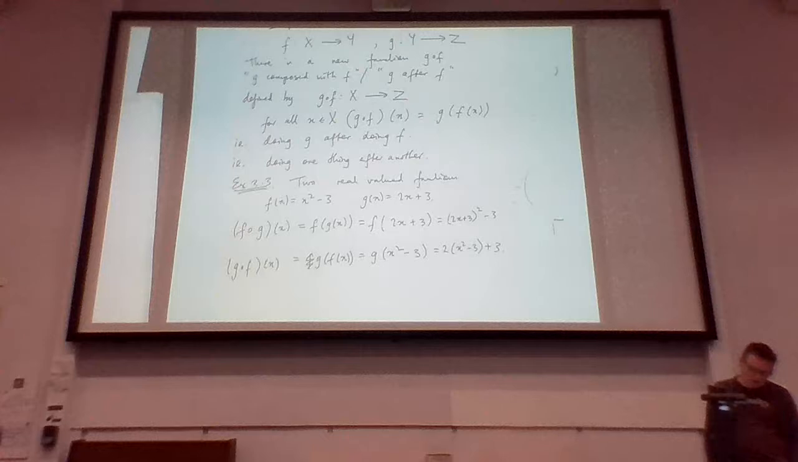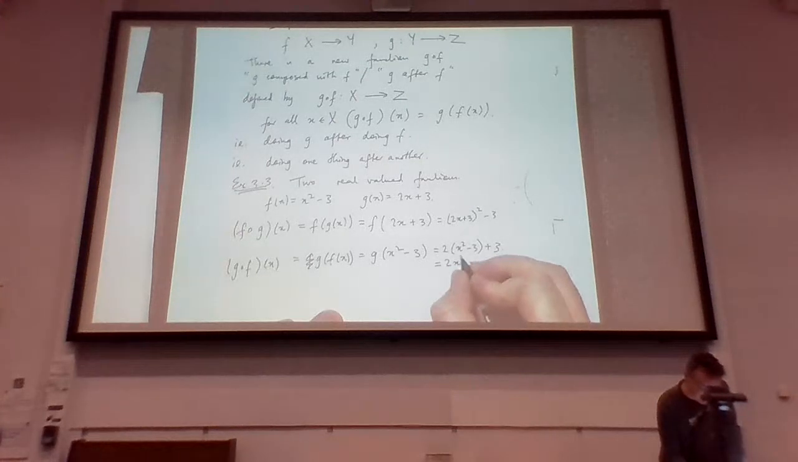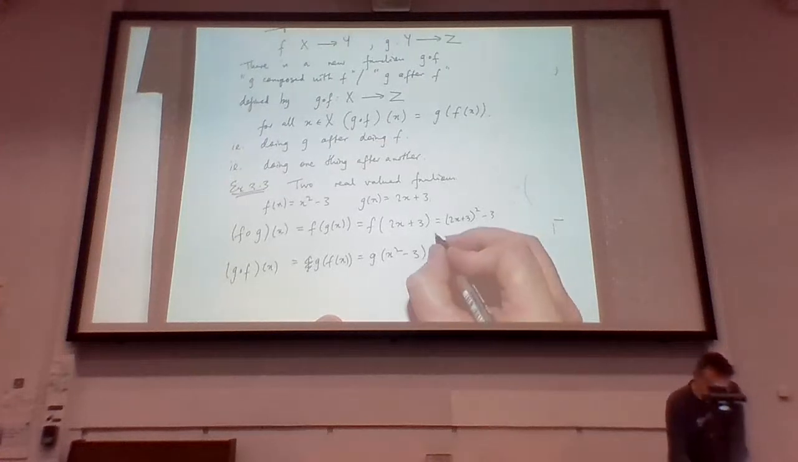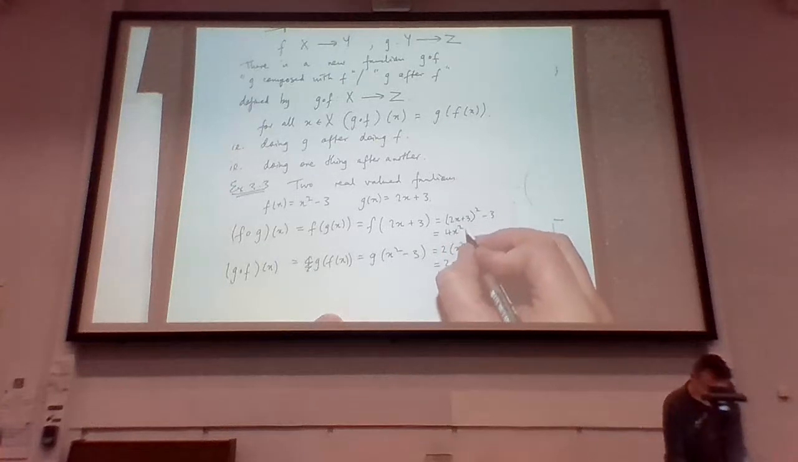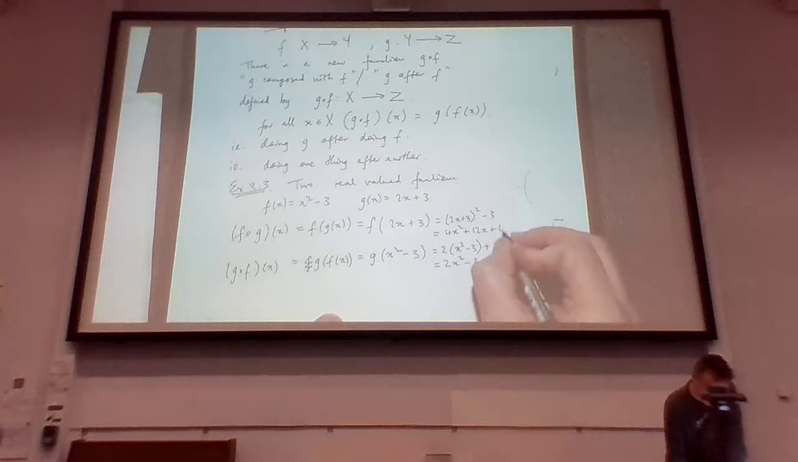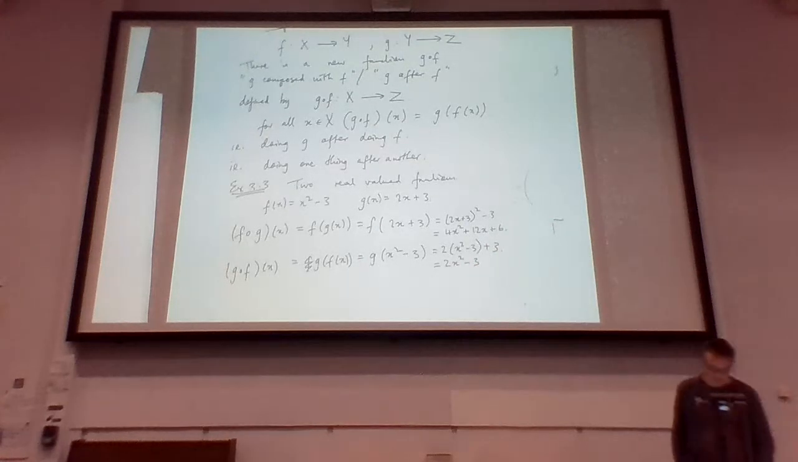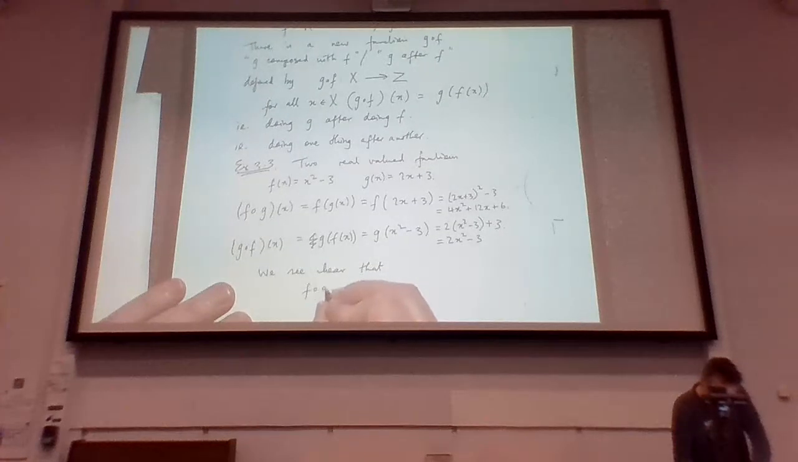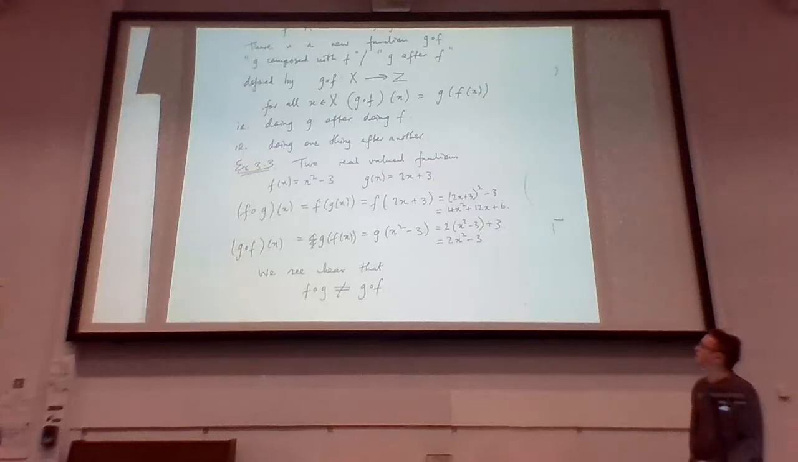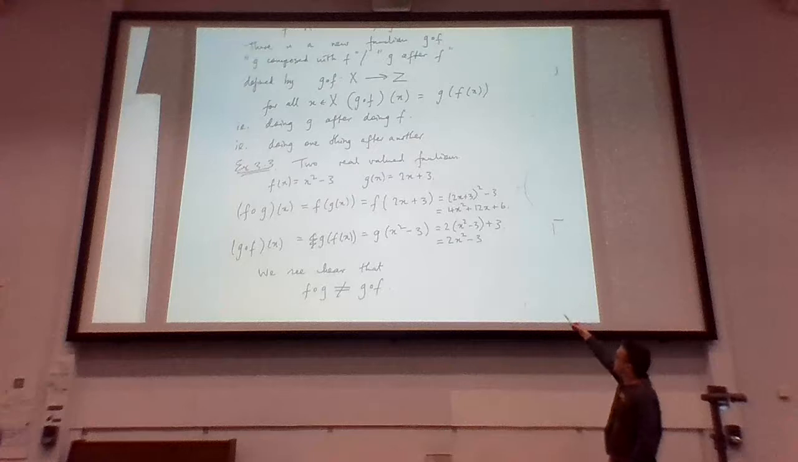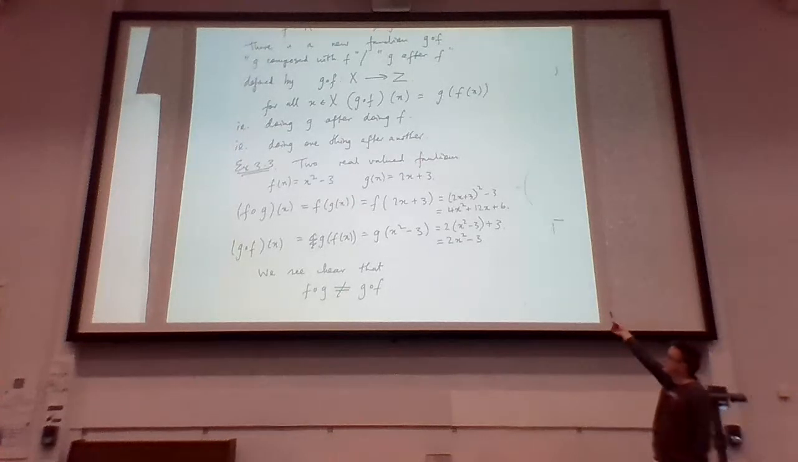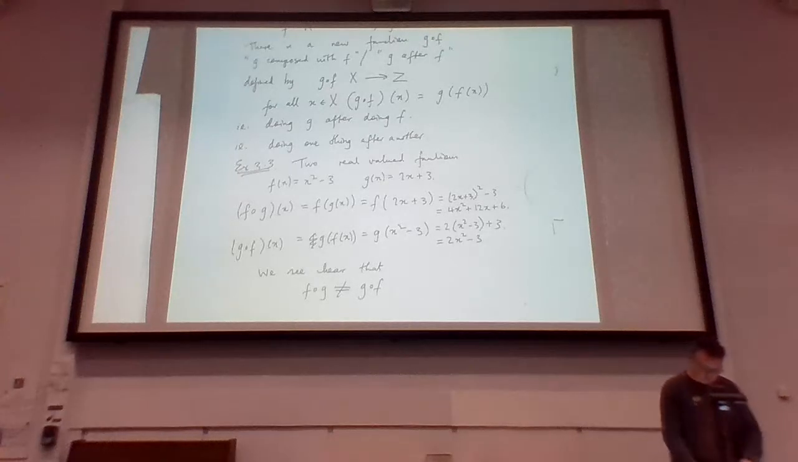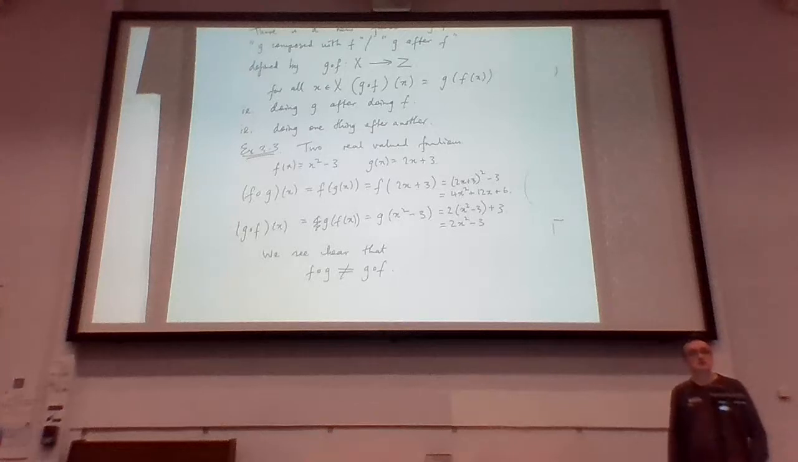And what we discover when we expand these things out, so here you'll get 2x squared minus 6 plus 3, so you get 2x squared minus 3. Here you'll get 4x squared plus 12x plus 9 minus 3, so plus 6. So we see here that f after g is not the same as g after f. F after g is effectively the polynomial 4x squared plus 12x plus 6. That is certainly not equal to the polynomial 2x squared minus 3. In general, they have different values. They are certainly not equal as functions because for most arguments, most if not all arguments, they take different values.